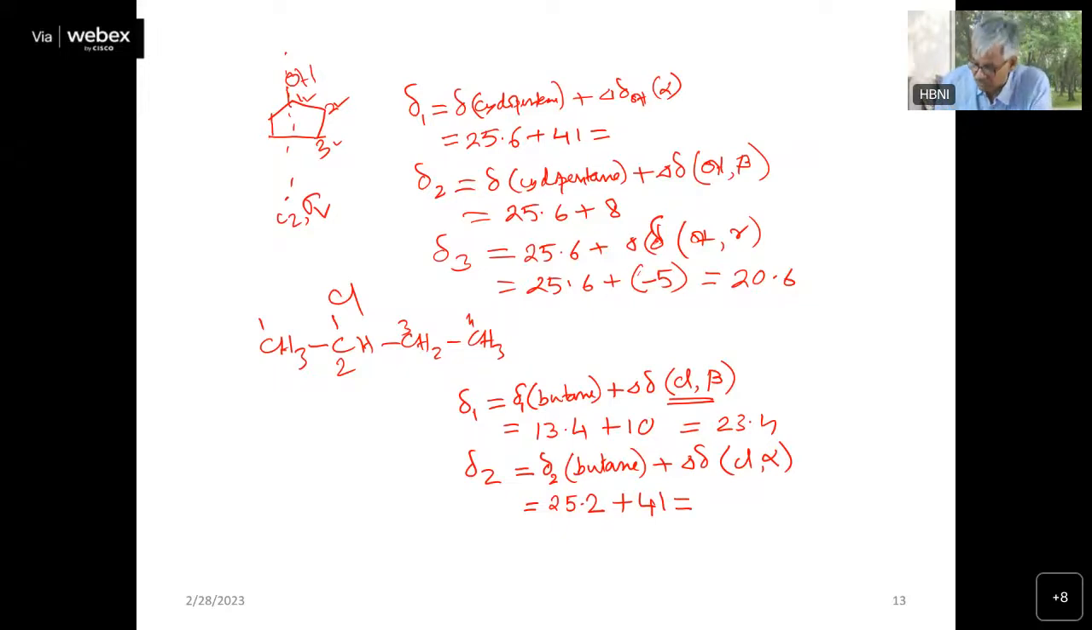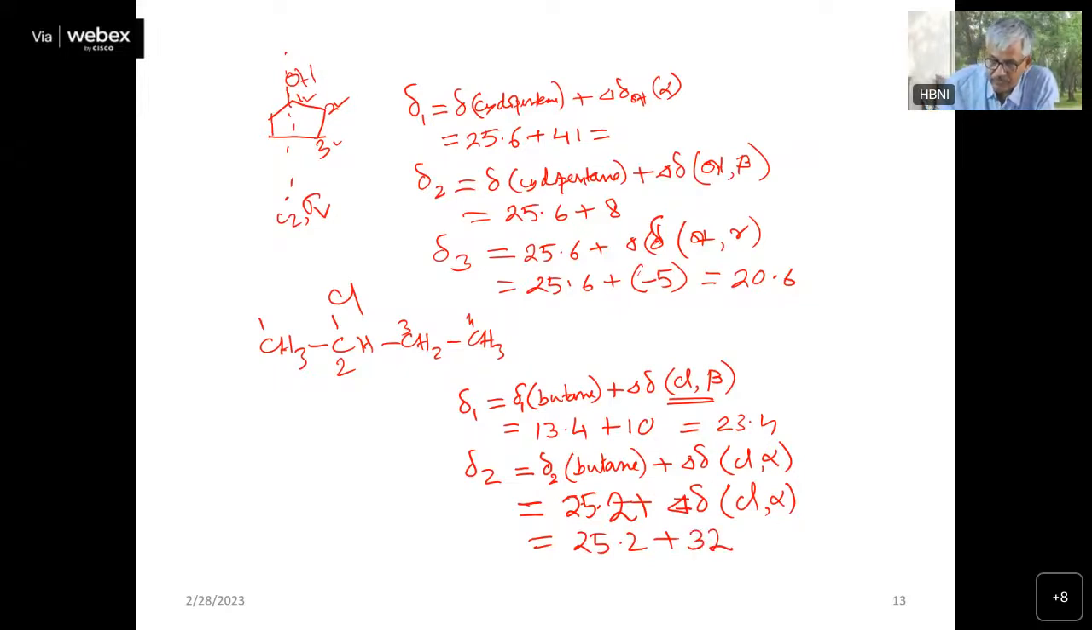No, chlorine is different. Chlorine is not 41. But OH was 41. So it will be equal to 25.2 plus delta chlorine alpha is equal to 25.2 plus delta is, that is 32. Internal halogen alpha. Okay. Now you see the delta 3 for the same.